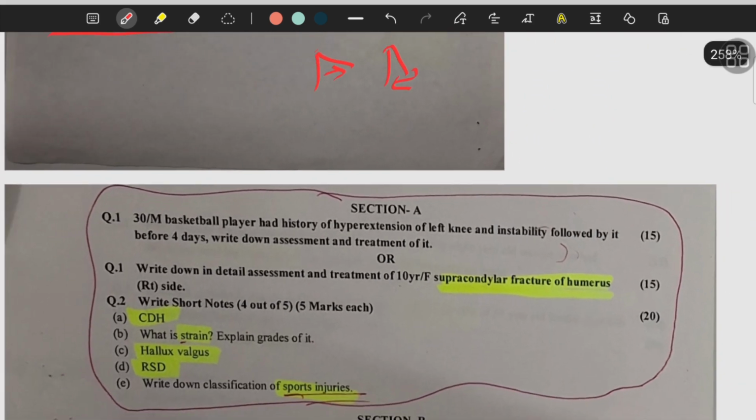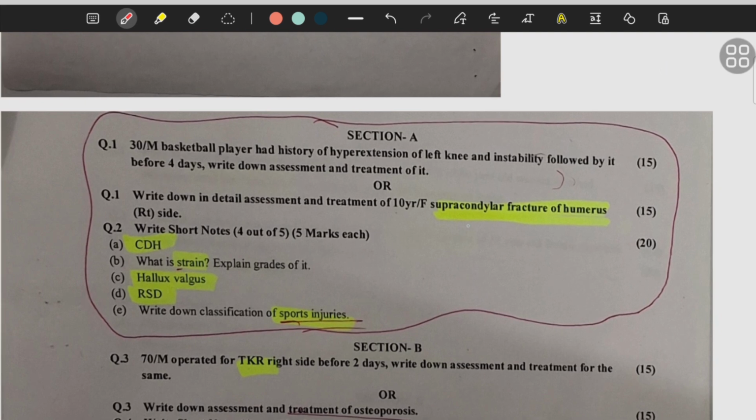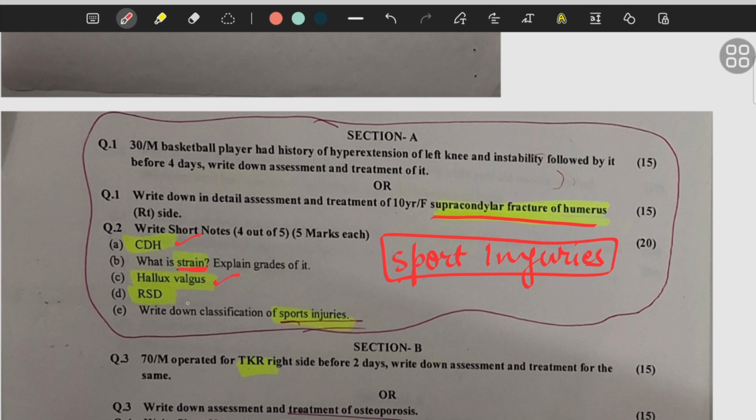Then over here again the fracture question is supracondylar fracture of humerus, then congenital dislocation of hip. Then this is the sport injury question. Even in further question papers you will see many questions asked in the sport injury topic, either strain, sprain or generalized sport injury. Then hallux valgus, RSD, sport injuries. Okay, over here only they have asked to classify the sport injury.